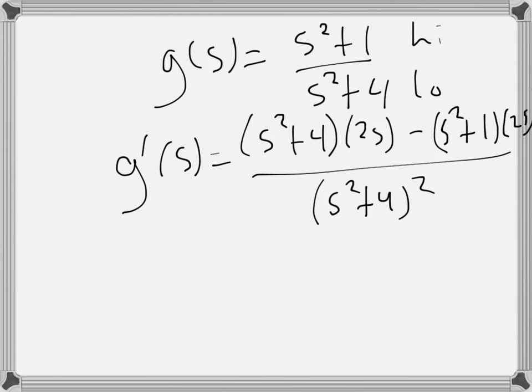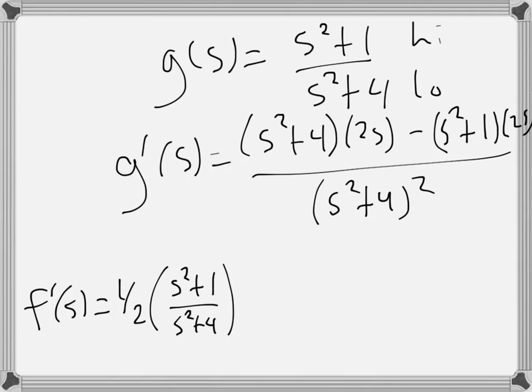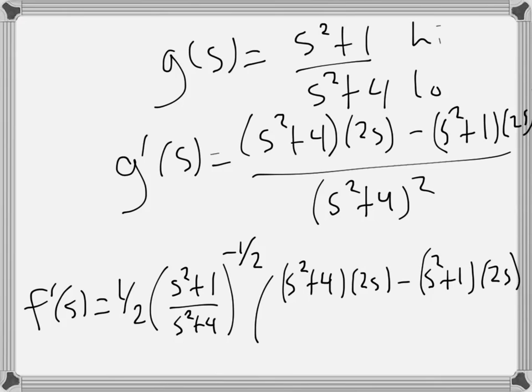That now needs to be multiplied by what we had originally on the first slide. So the overall derivative, f prime of s, is what we had originally, 1/2, and then g of s to the minus 1/2, times what I've got written above: s squared plus 4 times 2s minus s squared plus 1 times 2s, all over s squared plus 4 squared. That is your giant answer for f prime of s. So that situation, the quotient rule, happened while I was working on the chain rule. Another thing that can happen is that while I'm doing the quotient rule, the chain rule comes up.